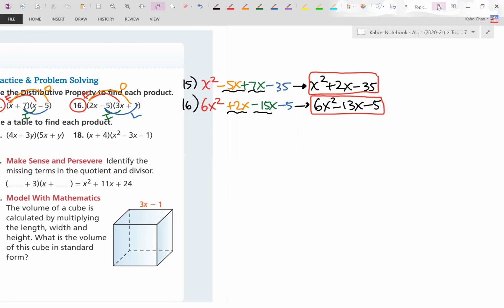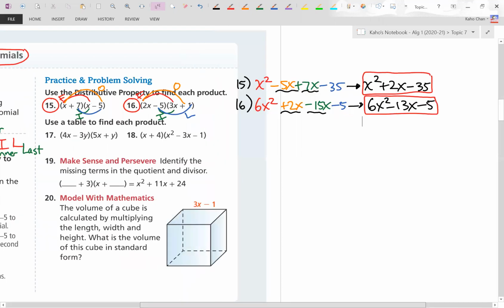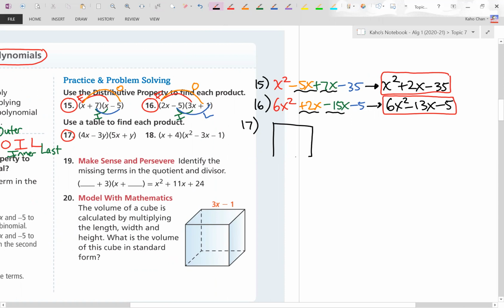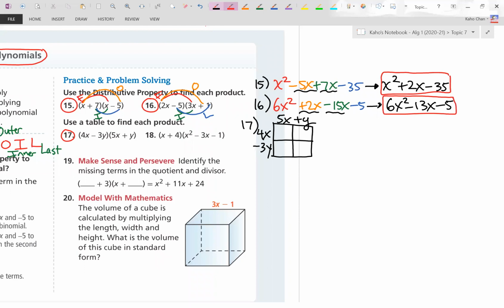Number 17 and 18, they say use a table. They're basically saying a box. Let's do number 17 in a box then. All right, here we go. Number 17, it's a 2x2 box. 4x minus 3y along one side and 5x plus y along the top edge. Let's go ahead and FOIL this.